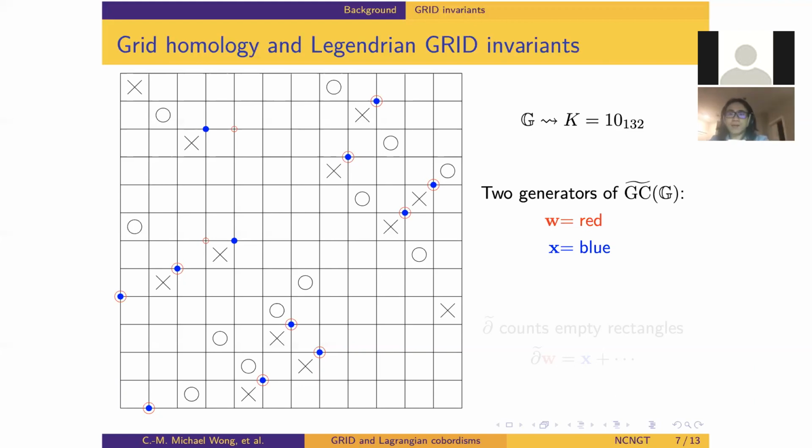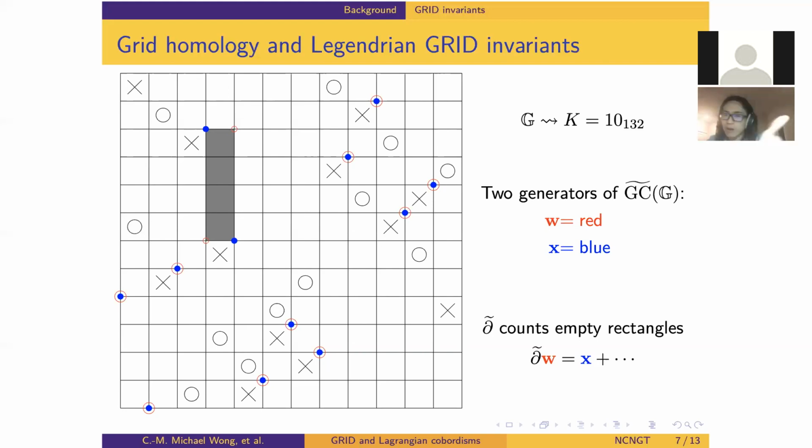And now that you have the generators here, I'm going to tell you about the differential. And the differential counts empty rectangles. So whenever you have a rectangle, and the convention is to go from red to blue here, from top right, bottom left to top left, bottom right. So every time you have an empty rectangle like this, and here empty means that you do not have an O in it, you do not have an X in it, and you do not have a dot inside, then X appears as a term in the differential of W.